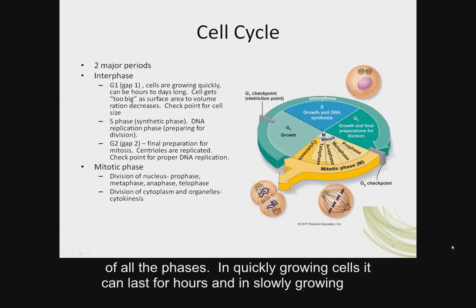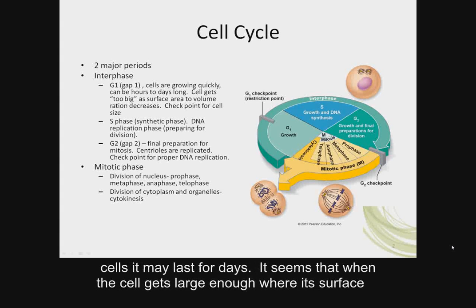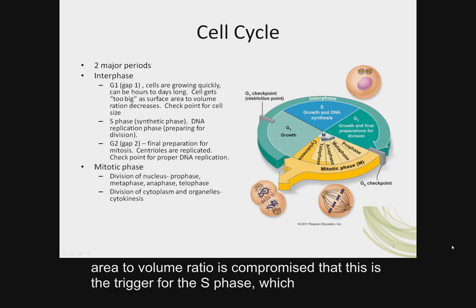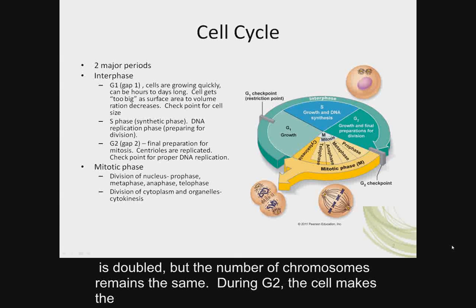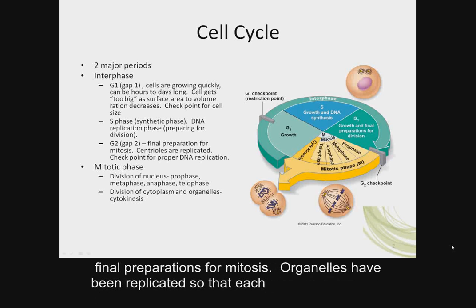In quickly growing cells, it can last for hours, and in slowly growing cells, it may last for days. It seems that when the cell gets large enough, where its surface area to volume ratio is compromised, this is the trigger for the S phase, which stands for synthetic phase. During S phase, the DNA is replicated, so the DNA content is doubled, but the number of chromosomes remains the same. During G2, the cell makes the final preparations for mitosis.